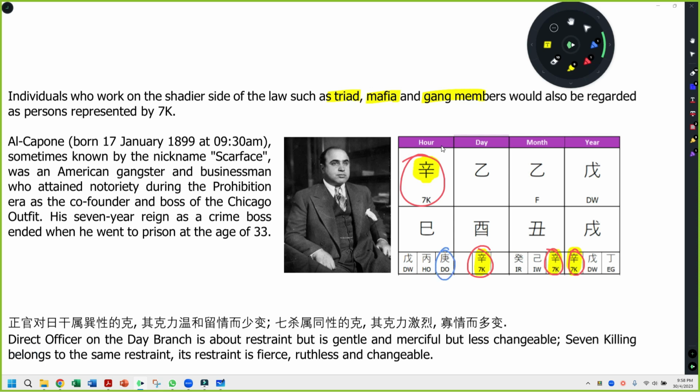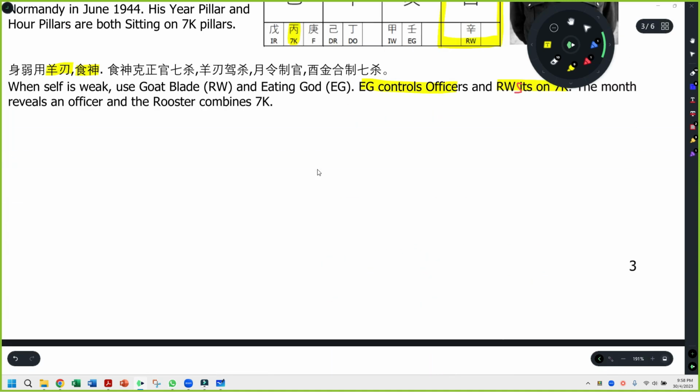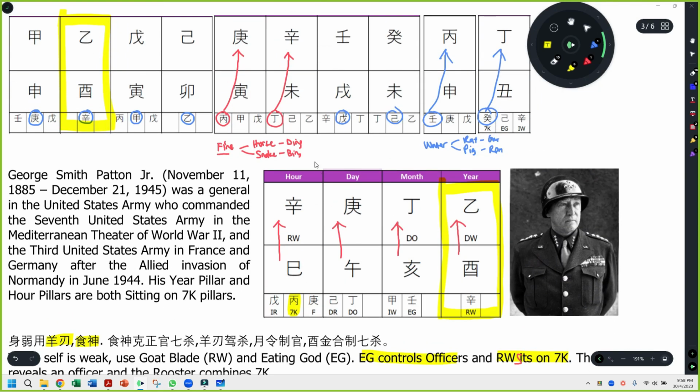Okay, so this is where we can say 7K is reviewed. Anything that is on the stand, open to the public, is reviewed. 7K is reviewed, but the direct officer is not. So the direct officer is hidden. So Al Capone has a chart that is called 7K reviewed, direct officer hidden. Something like that.